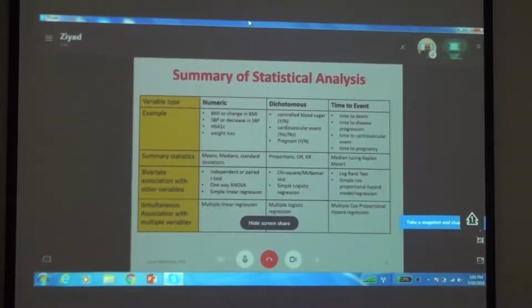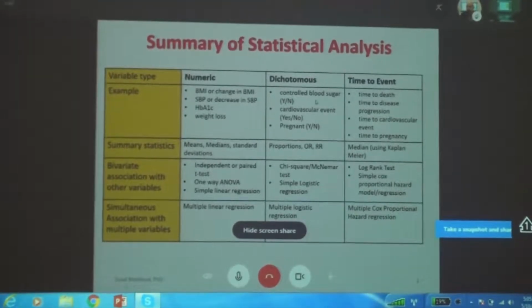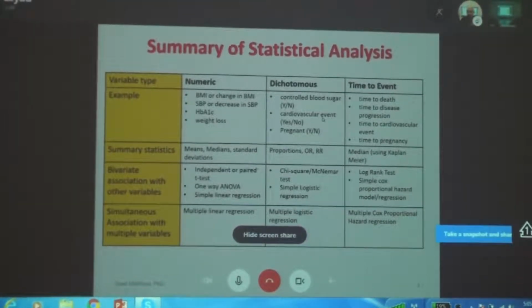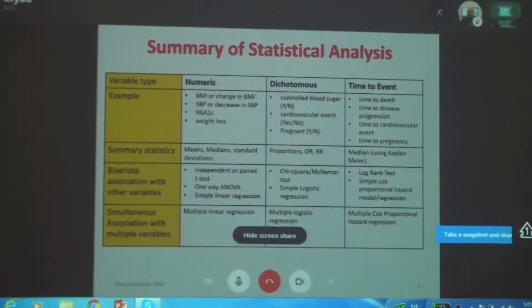For looking at simultaneous association with multiple variables at the same time, we use multiple linear regression. If your outcome is dichotomous, such as controlled blood sugar, yes or no, cardiovascular events, yes or no, pregnancy, yes or no, then you summarize your outcomes using proportions, odds ratios, and relative risks. Bivariate analysis uses chi-square or McNemar test if your data is paired, simple logistic regression, and of course multiple logistic regression for looking at multiple variables together in relation to the outcome.